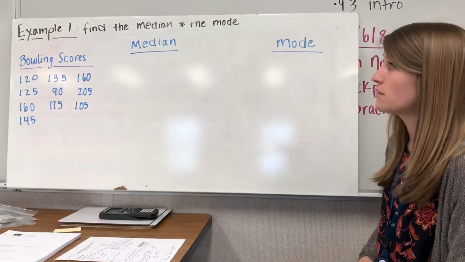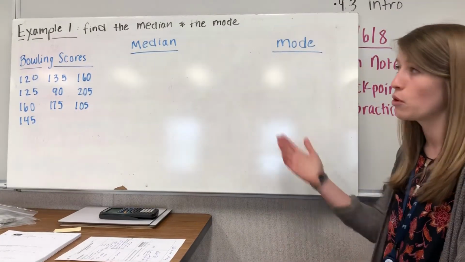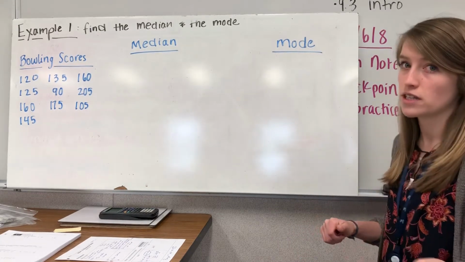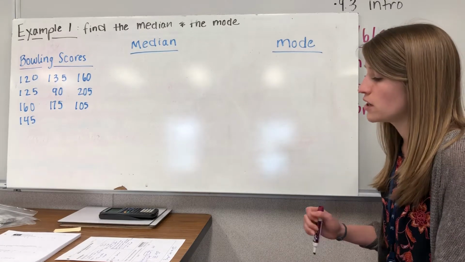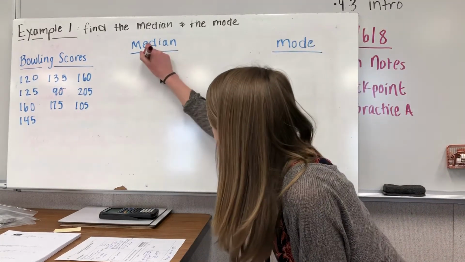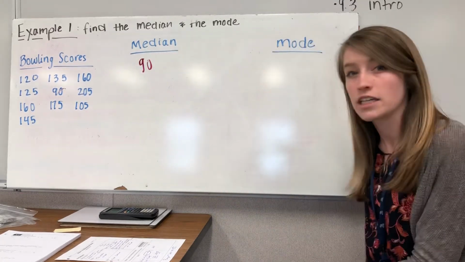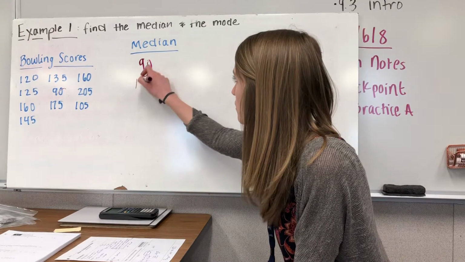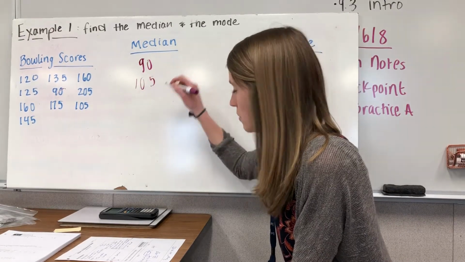Example 1 asks us to find the median and the mode of the bowling scores listed there. When finding the median, remember that our first step is to order all of our numbers. So I know that 90 is the smallest, and then I can keep going through my list. I know next comes 105, and I keep going from there.